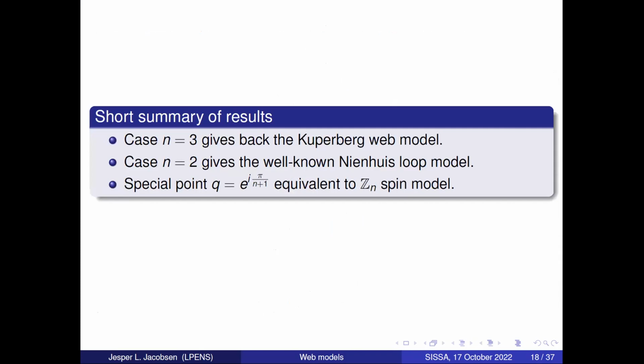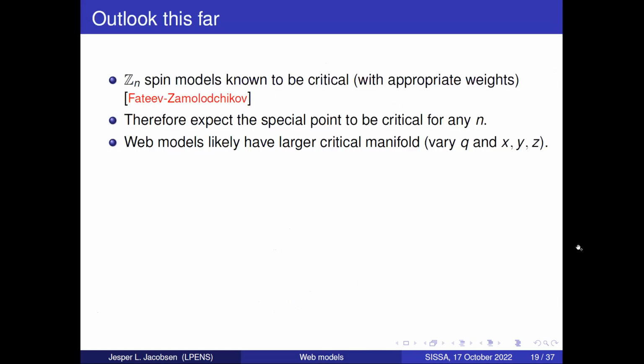In any case, the generalized construction will give back what I just showed you for n equals 3. But in general, this special value of q will be e to the i pi over n plus 1, and it will be equivalent to a Z_n symmetric spin model. So such spin models are known to be critical when I have appropriate weights.